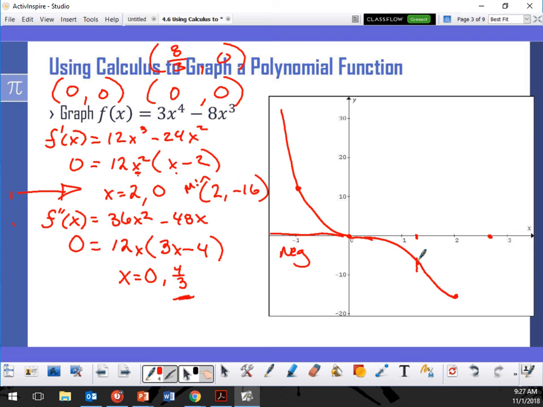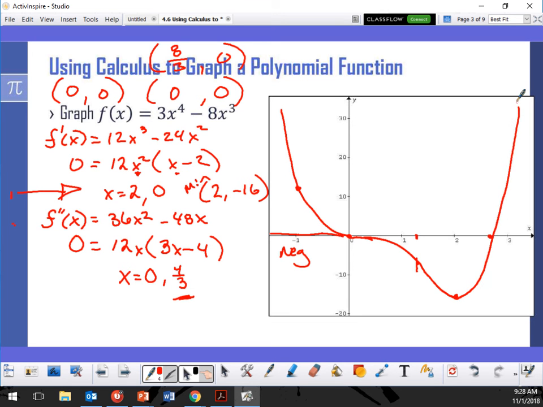Okay, so now on the other side of 2, let's see. Let's do like 2.1. I'm doing 2.1 because it's a little bit more than 2, right? So if I do the first derivative at 2.1, this is all positive over here, right? That's why I'm using 2.1, because I need a positive, so I know that the slope is going to be positive from here. So let's see, that goes up.